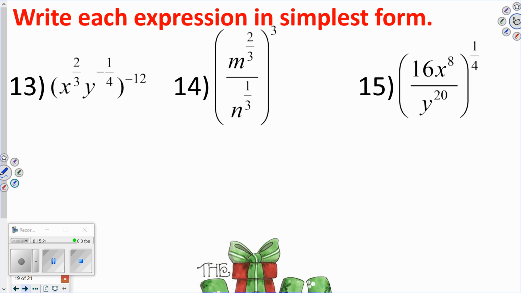13, yeah, we'll distribute first. Okay, so if I distribute, I have my base is x. What's 2/3 times negative 12? That is negative 8. And then I have a base of y. We'll distribute here. Negative 1/4 times negative 12. It is a positive 3. And again, use your calculator. If you're not sure, type it in.